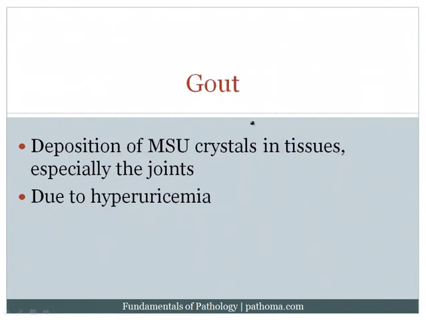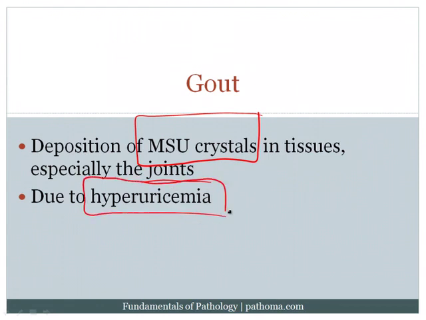The last two disorders that we're going to cover are those that are related to deposition of crystals within the joint space, and the first is gout. In gout, you get deposition of monosodium urate crystals in tissues, especially the joints, and this monosodium urate is actually derived from uric acid, and so it's due to hyperuricemia or high amounts of uric acid present within the blood.